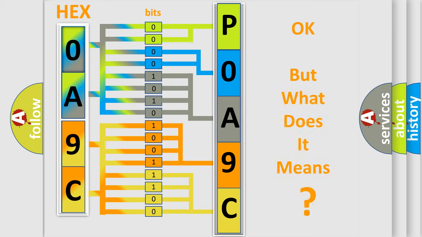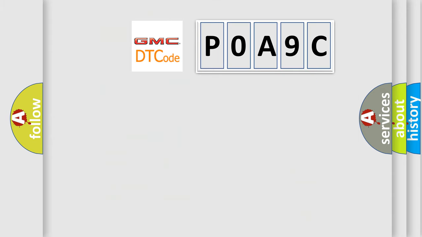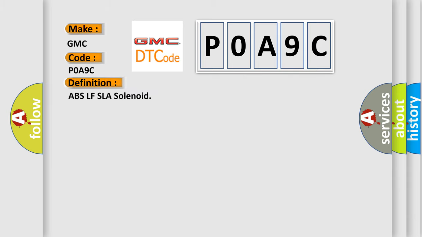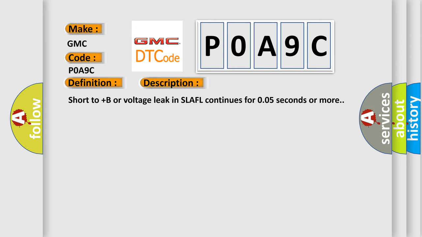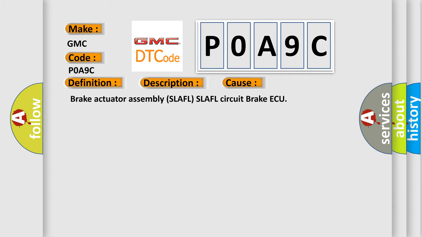The number itself does not make sense to us if we cannot assign information to what it actually expresses. So, what does the Diagnostic Trouble Code P0A9C interpret specifically for GMC car manufacturers? The basic definition is ABS LF SLA Solenoid. And now this is a short description of this DTC code. Short to plus B or voltage leak in SLAFL continues for 0.05 seconds or more. This diagnostic error occurs most often in these cases: brake actuator assembly SLAFL, SLAFL circuit brake ECU.